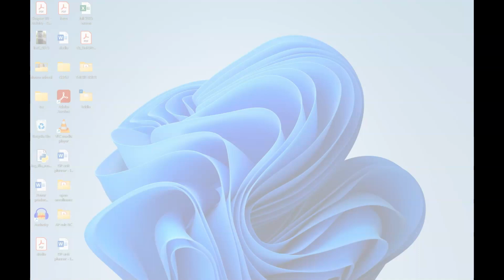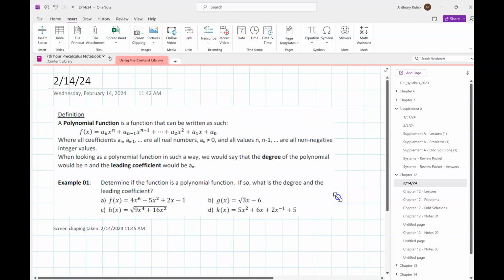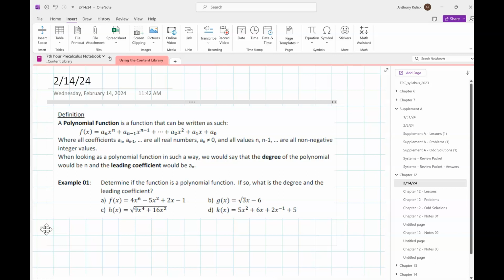So we're going to start with just a couple of quick definitions. We're going to start by defining what we call a polynomial function.